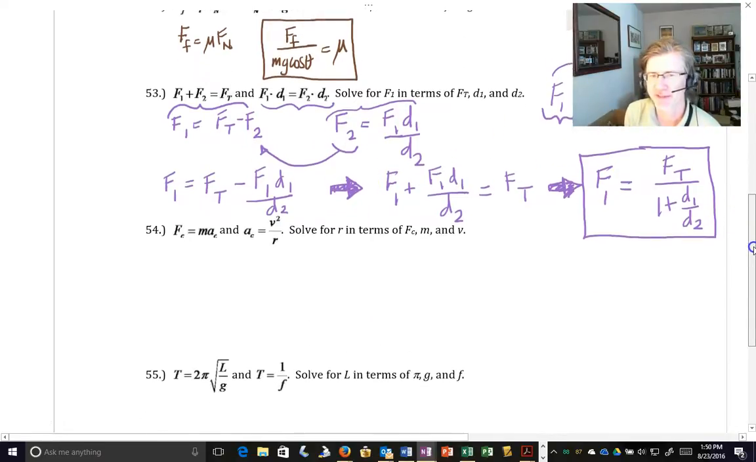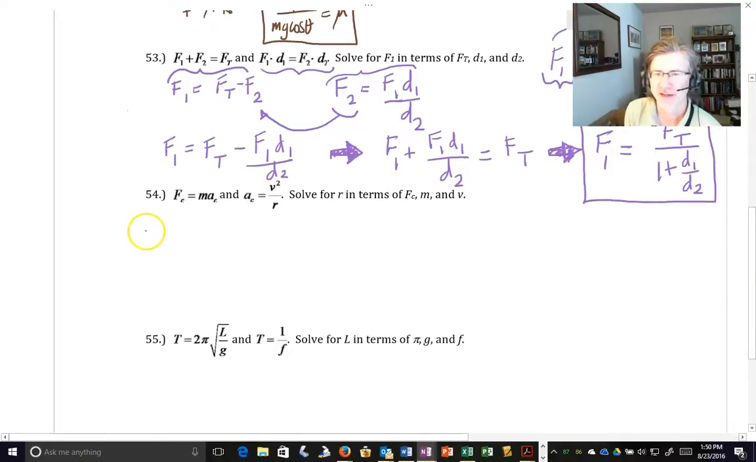Here's question number 54. Again, I want to solve for R in terms of Fc, M, and V. One way to do this is to ask yourself what is missing in the final equation. There's no AC in the final equation. So when you have one equation with that variable already solved for, just plug it in. Take this AC and plug it in right here.